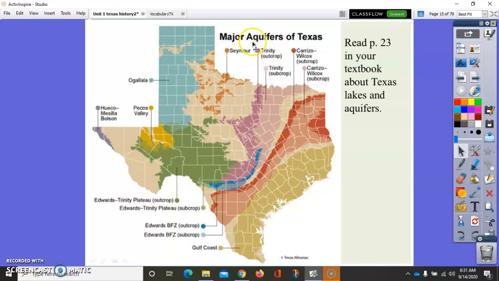Okay, aquifer was one of the vocabulary words that we talked about. Remember, it's that underground source of water. Page 23 in your textbook, which I showed you, tells you some more information about Texas lakes and aquifers, so be sure you look at that page. Okay, so here we go. Just the Trinity, Edwards. These are just places that Texans get water. We use groundwater quite a bit.